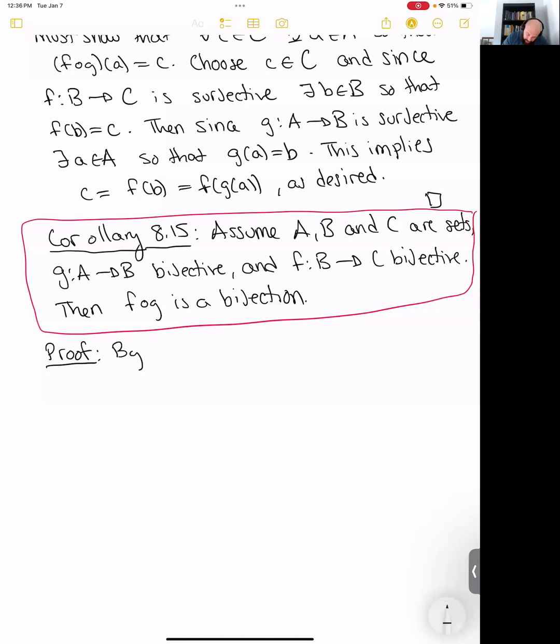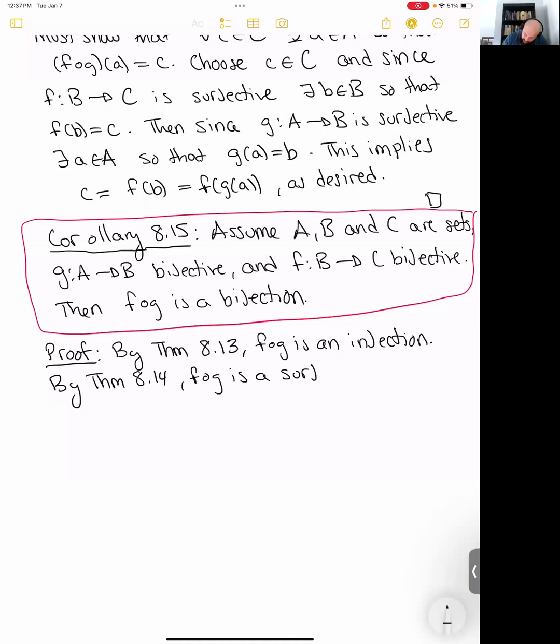So by theorem 8.13, sorry, 8.13, F composed with G is an injection, and by theorem 8.14, F composed with G is a surjection, since both F and G are injections and surjections. So then thus, by definition, F composed with G is a bijection, right? Because it's both an injection and a surjection.